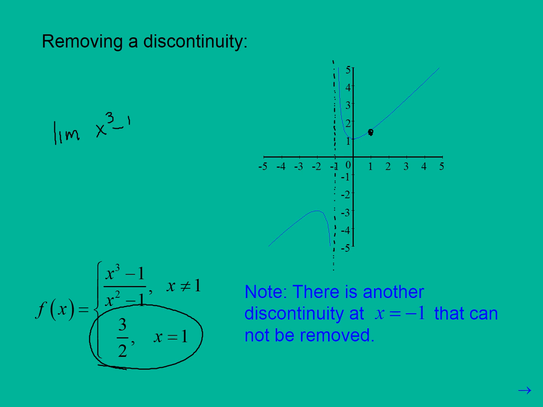And if we looked at the limit of x cubed minus 1 all over x squared minus 1 as x approaches -1, if we use direct substitution, we'd get -2 over 0. That's not the indeterminate form, therefore it's not a removable discontinuity. It's an asymptote.